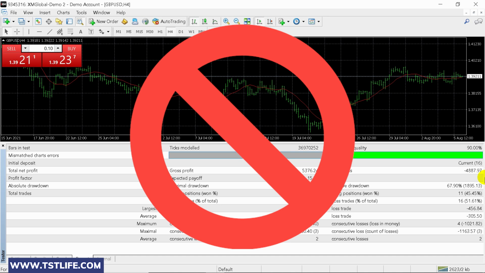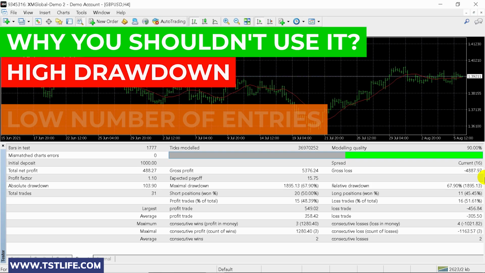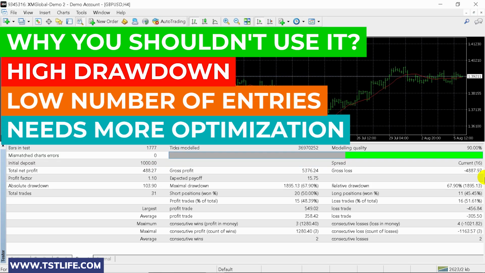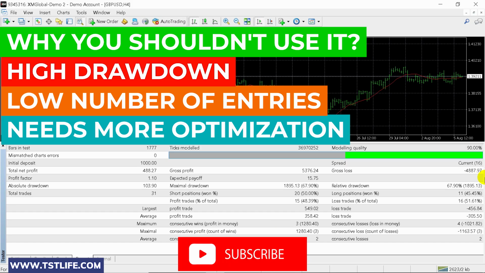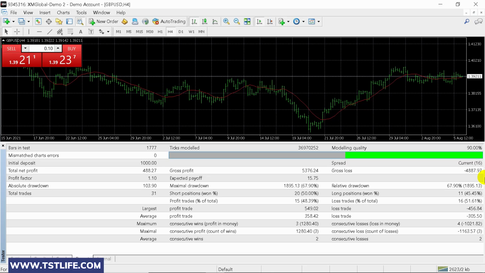The drawdown is high, and we might get a margin call if we get stuck in a series of continuous losing trades. The best thing to do now is analyze the losing trades and find out the reason why they were not successful, and then optimize the strategy accordingly. I think it's worth trying. There are plenty of ways to do that.